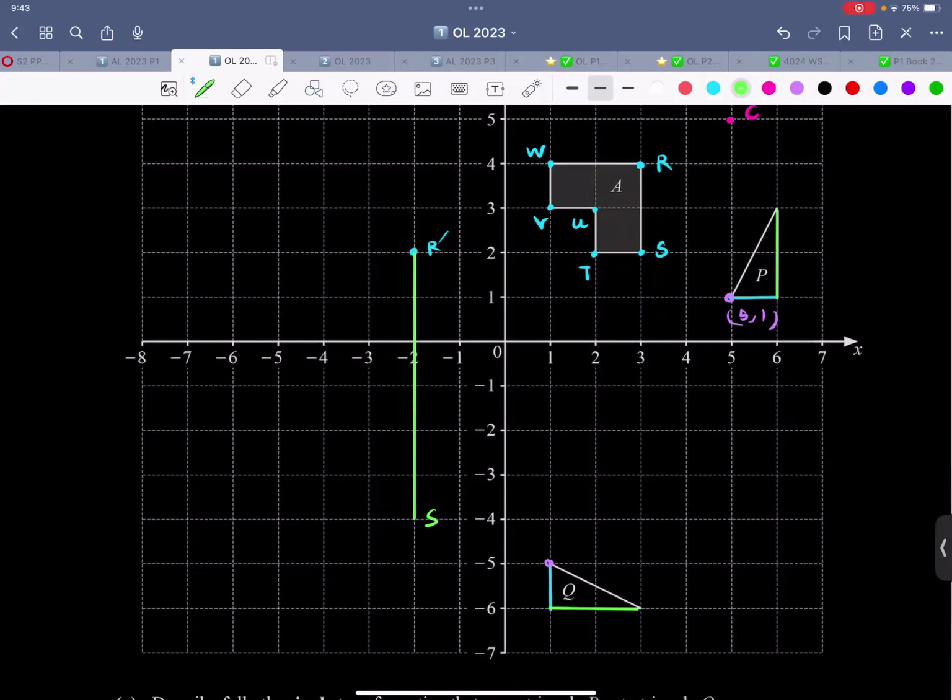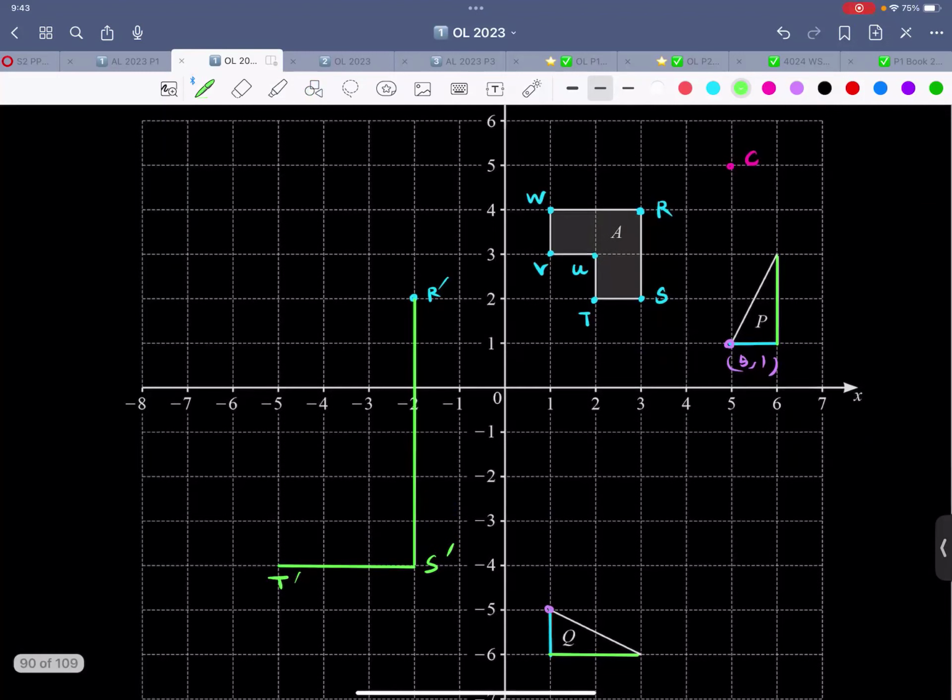From S till T, it's 1 unit, so now it should be 3 units. So this is 1, 2, and 3 like this. This is T prime, and this is S prime. T till U is 1 unit. Now it should be 3 units because of the scale factor 3. So 1, 2, and 3. Therefore, this is U prime. Now U till V, again, it's 1 unit, so now it should be 3 units. So this is 1, 2, and 3. So this is 1 and this is 3.